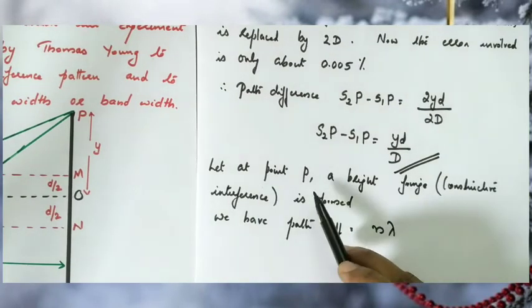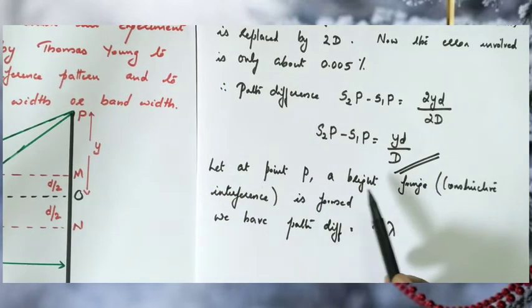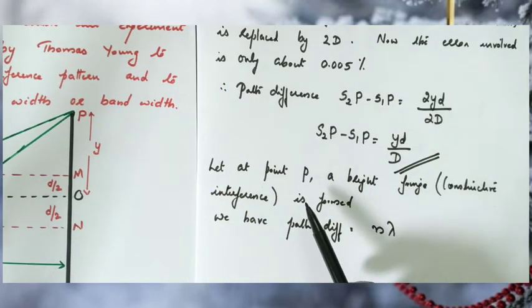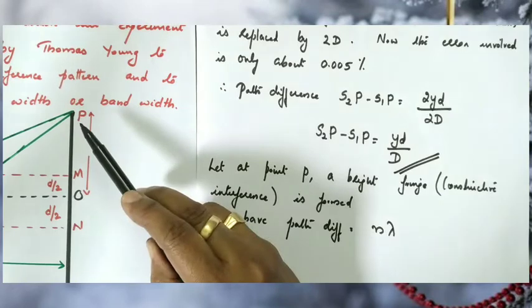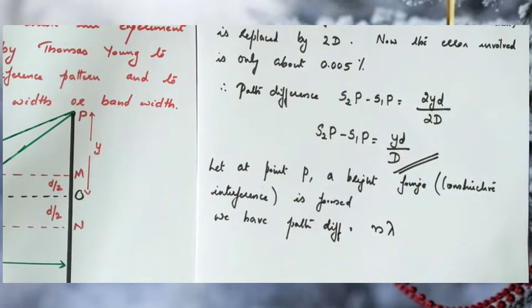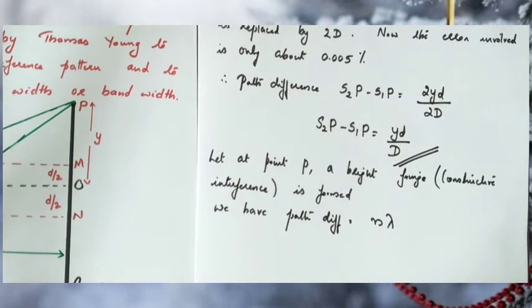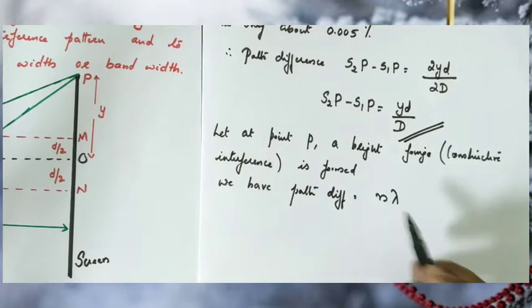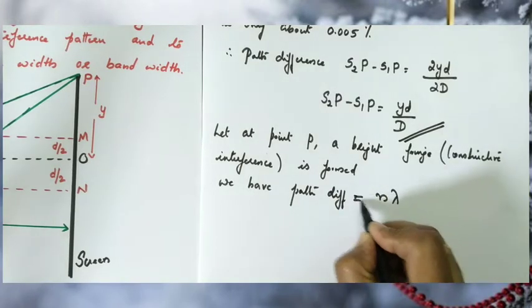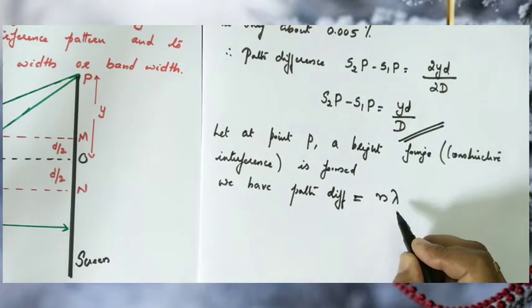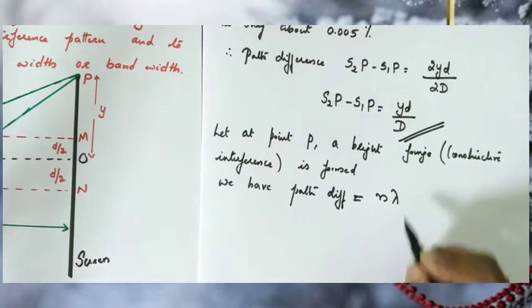Let at the point P, a bright fringe or constructive interference is found. First we can assume that at the point P, a bright fringe is found. We know the condition for path difference for the bright fringe is path difference is equal to n lambda. So path difference equal to n lambda means a bright band or bright fringe is formed.